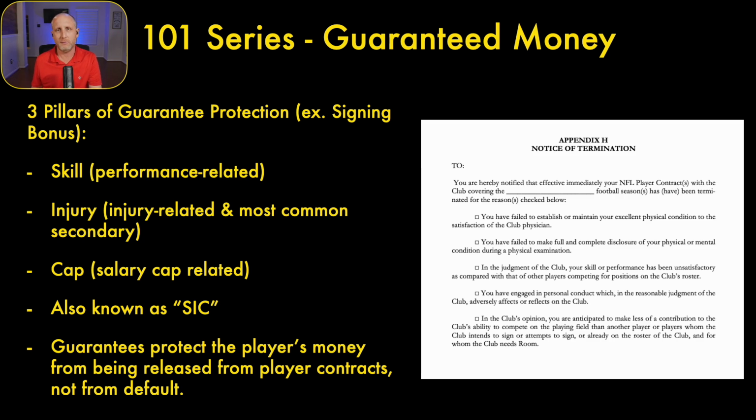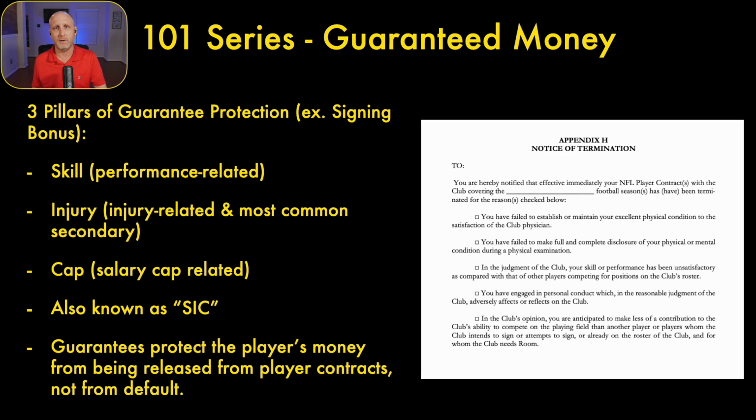Now, if a player is released for injury, that gets into a whole different thing. That's where you have injury protection. A team will have to do injury settlements and things like that. But for the sake of this specific topic, guaranteed money, these are the 3 pillars of guarantee protection. So remember that as we get into these other pieces. If a player has all 3 pieces of this and they're guaranteed, then it is considered fully guaranteed if you have all 3 pillars.